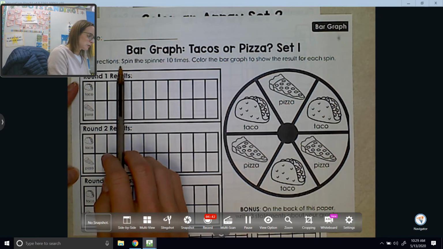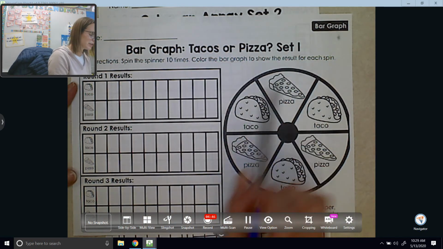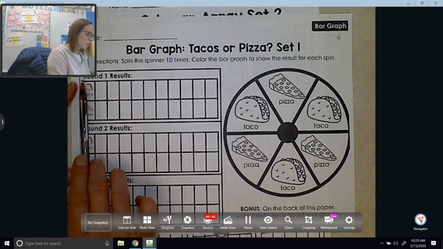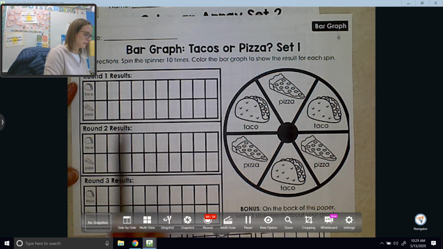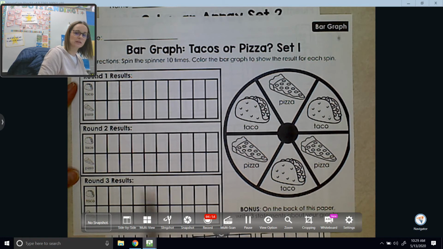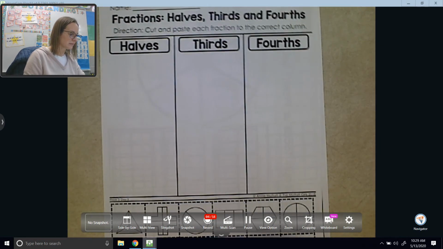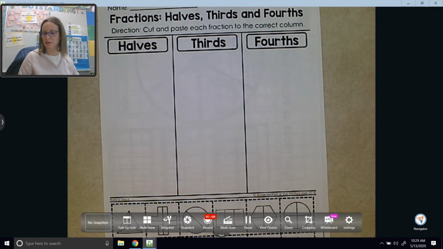It says spin the spinner 10 times, color the bar graph to show the results for each spin. So round 1 is 10 spins, round 2 is 10 spins, round 3 is 10 spins. Alright, I've gotten distracted by that missing paper clip. I want to look at fractions.